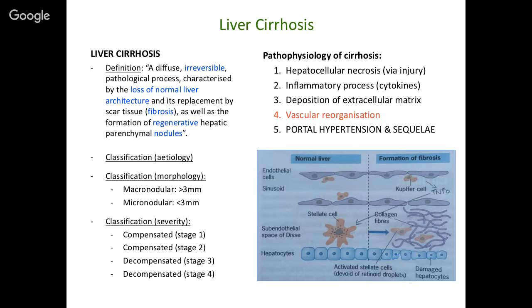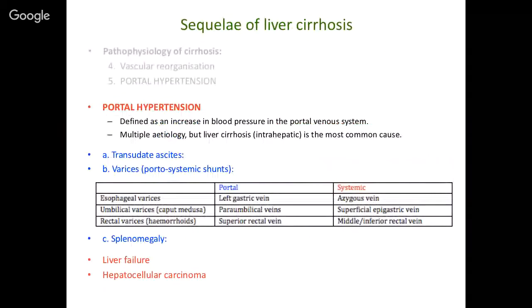So how does fibrosis lead to portal hypertension? It all comes back to vascular reorganization. Fibrous bands form throughout the liver, and they can obstruct parts of the venous system. It's actually like resistance in parts of the venous system. When you have increased resistance, you get increased pressure, and that leads to portal hypertension. So portal hypertension is increased blood pressure in the portal venous system. It can have multiple causes, but let's just focus on cirrhosis for now.